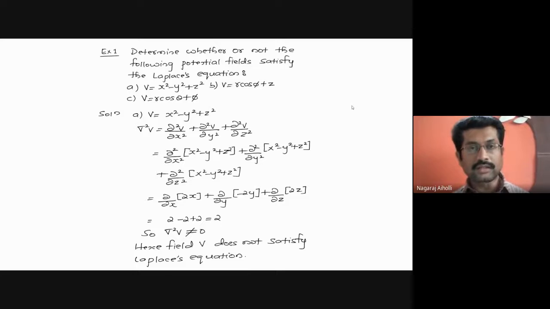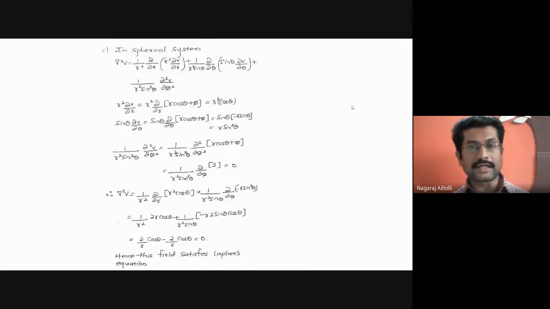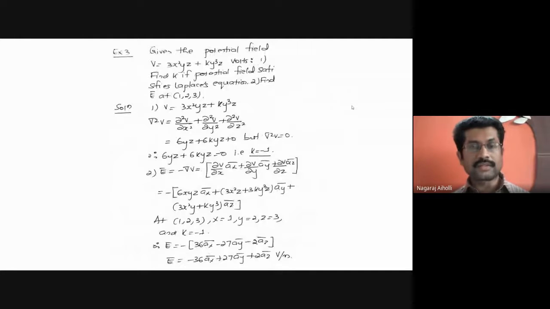Then we have solved two examples on the Poisson's and Laplace equation. So in the next class we will check this numerical which I have given for homework, and then we'll continue with the uniqueness theorem. The next one is the uniqueness theorem that we'll take up in the next class.